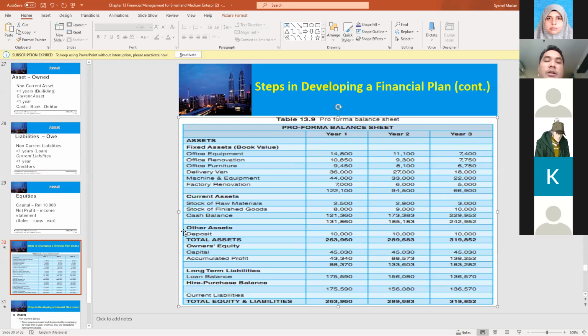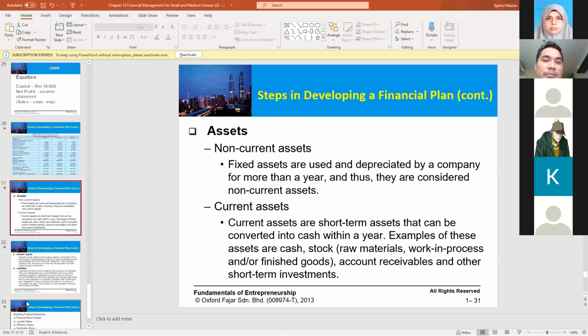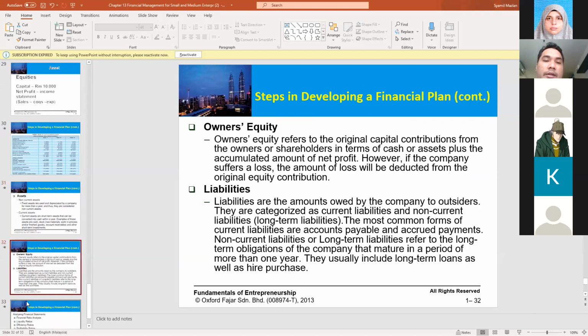And then we have other assets like a deposit, right? Owner equity comes from the capital and then accumulated profit. Long-term liabilities or non-current liabilities come from the hire purchase. And the liability may be about the creditor. They have explained actually. So you can read in here if you want to know about the asset and the liability.